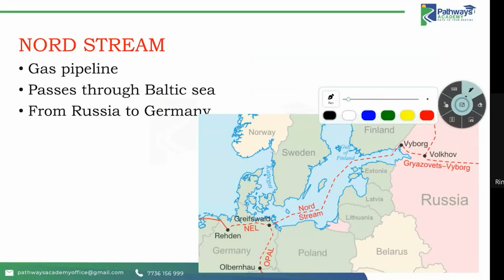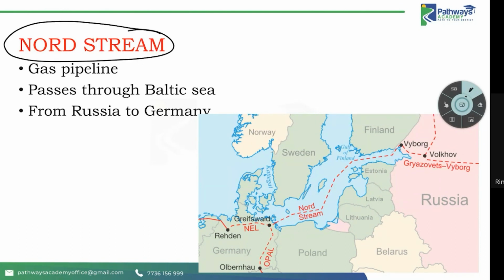Next is Nord Stream. What is Nord Stream? UPSC may ask what is Nord Stream. It may be a one word or one statement type question. Nord Stream is a gas pipeline. It is a gas pipeline that is passing through the Baltic Sea. It connects the Russian gas field to Germany.